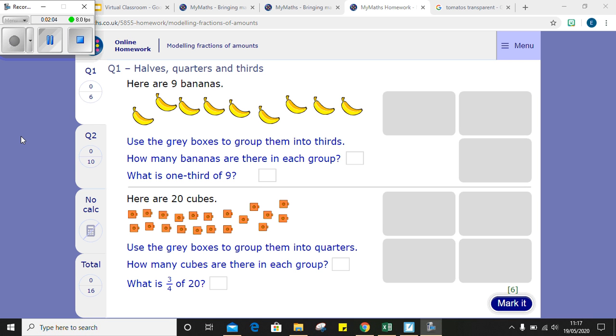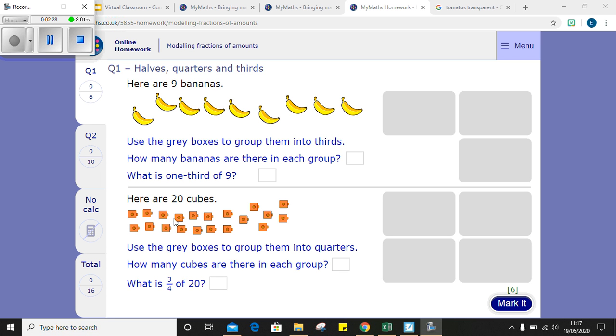So your My Maths work today looks very similar to what we've just done. So here are 9 bananas. Use the grey box to group them into thirds. Think about what I just did for quarters and how that's going to help you when you're doing that with bananas into thirds. How many bananas are there in each group? And then what is 1/3 of 9? So there, think about what I've just done and how that might help you.